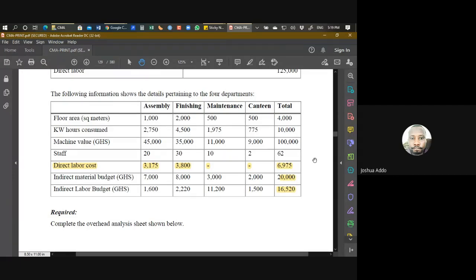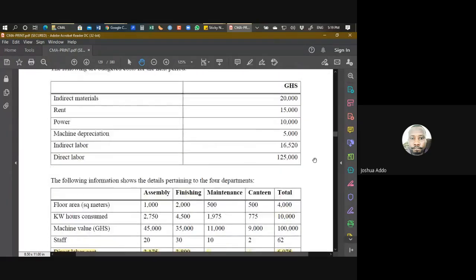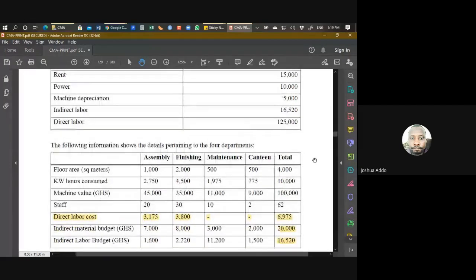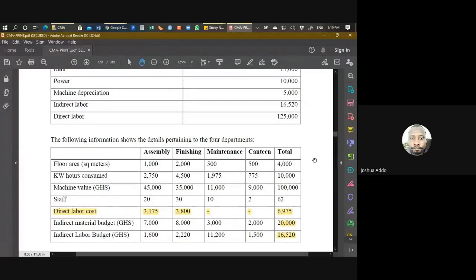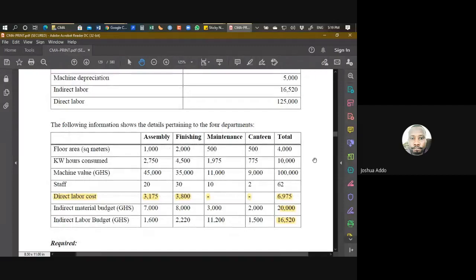Machine values are 45,000, 35,000, 11,000, 9,000, respectively for A, F, M, C, and a total machine value of 100,000. The cost is 5,000. So 5,000 over 100,000 gives you the machine depreciation cost per value of machine. You can also do it the long way, where you will take 45,000.